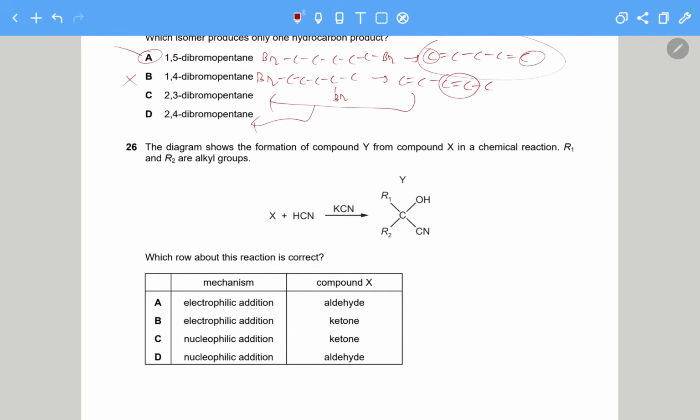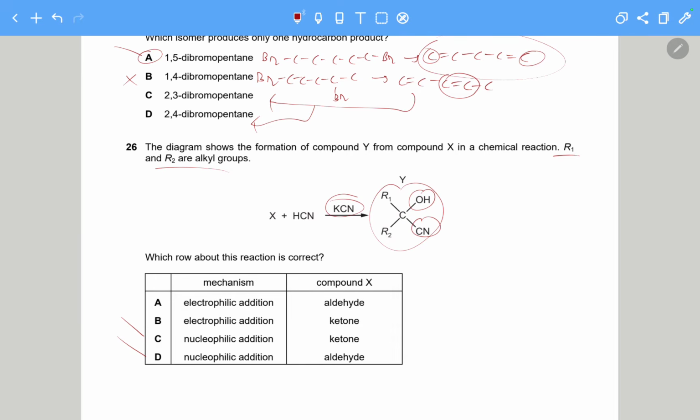The diagram shows the formation of compound Y from compound X in a chemical reaction. R1 and R2 are alkyl groups. So it's X plus HCN in the presence of a KCN catalyst gives us this compound, which has an OH group and a CN group. Automatically this should ring a bell. It's a nucleophilic addition reaction. So we know that it has to be either of C or D.